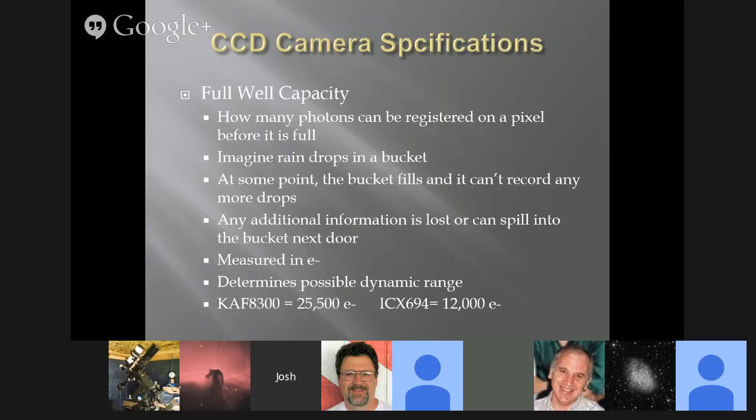So going on into that full well capacity, at some point that bucket will fill up and it can't record any more information. And really, when you're imaging, there's two ways to image. One is to make the most of your dynamic range, and that means that you want your buckets to be filled just about to the very top, but not overfilling, because at that point you've gotten all the dynamic range that you possibly can out of your image. However, especially in narrowband imaging, you will have point sources of light like stars that are going to fill up quite a bit faster than the really faint regions in gassy nebula.